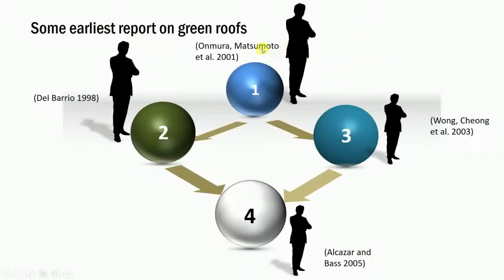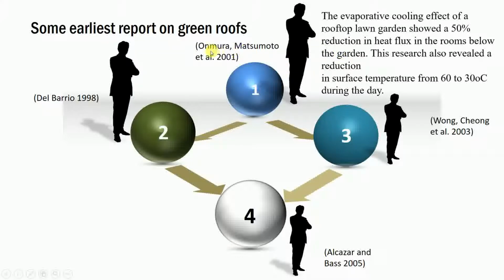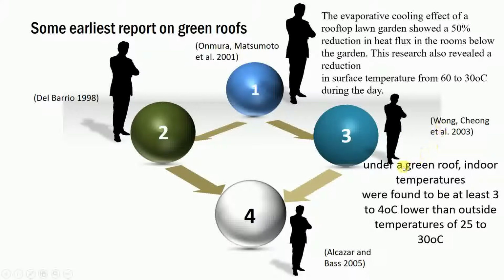So there are some researchers; this is collected from different literature. One of the studies, by Murakami and Matsumoto, found that the evaporative cooling effect of a rooftop lawn garden showed a 50% reduction in heat flux in the rooms below the garden. The data also reveal a reduction in surface temperature from 60 to 30 degrees Celsius during the day. And Wong did a project. He said that under a green roof, indoor temperatures were found to be at least 3 to 4 degrees Celsius lower than the outside temperature of 25 to 30 degrees Celsius.